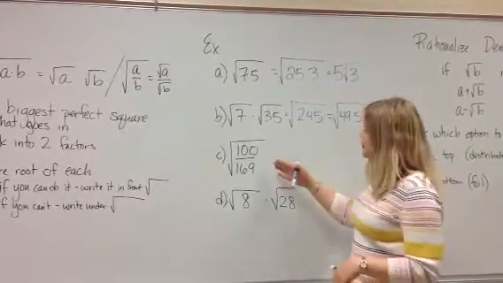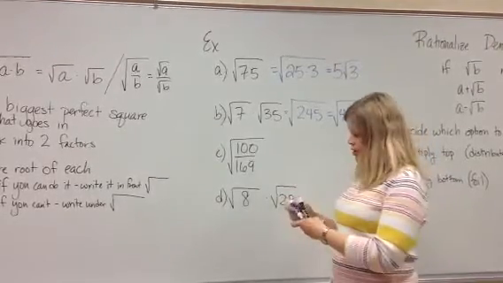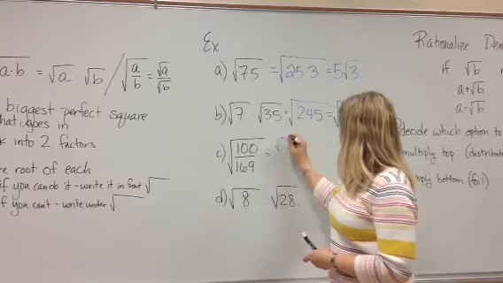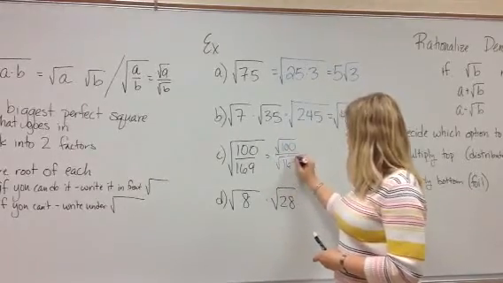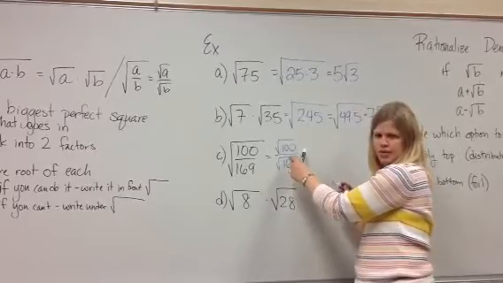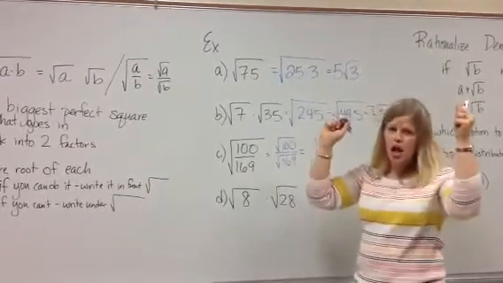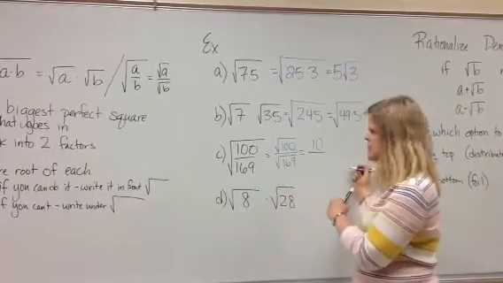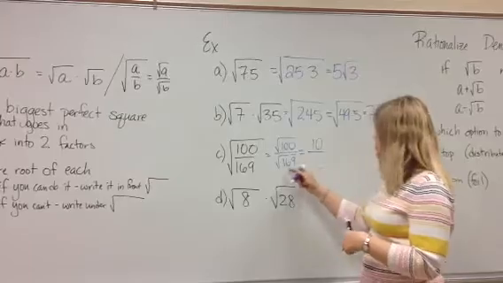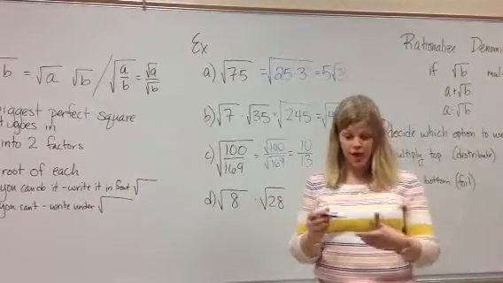Okay? Next one. This one looks awful, but remember, you can break it up into square root of 100 over the square root of 169. Oh, wait a minute. Isn't 100 one of those special numbers? Square root of 100 is 10. Yay! 169, also a special number. Square root of it, 13. And you are done. Okay?